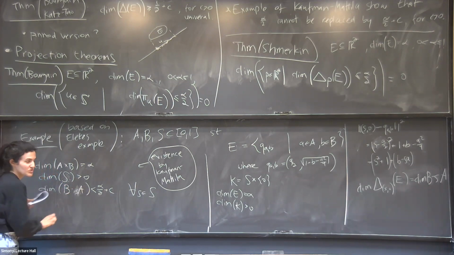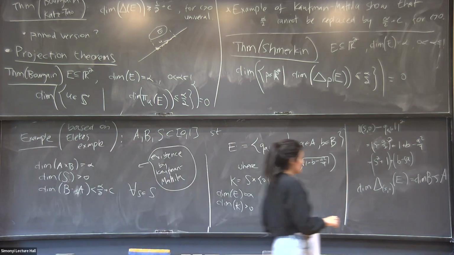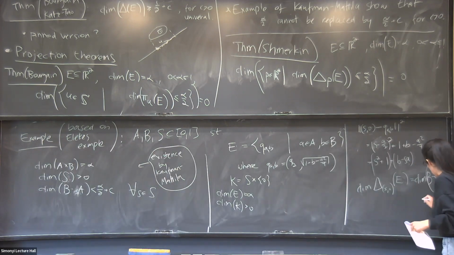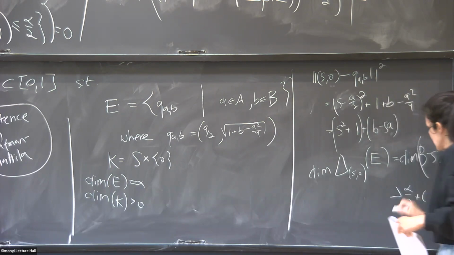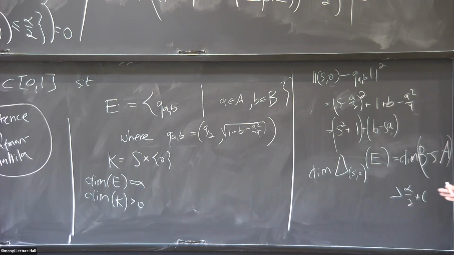Just changing the names of A and B, which we know is more than alpha over 2 plus C. Okay, maybe it was clear, but it's just a specific construction.